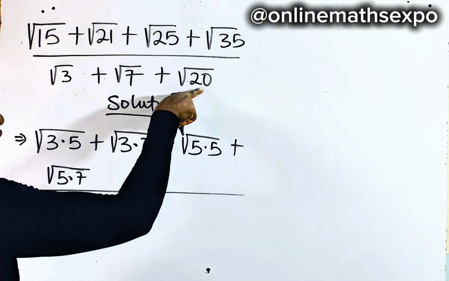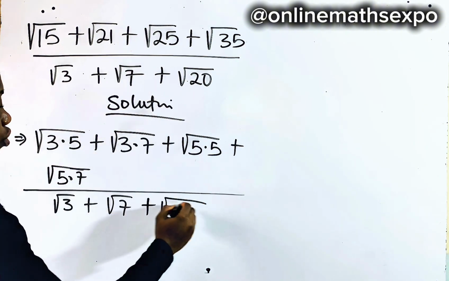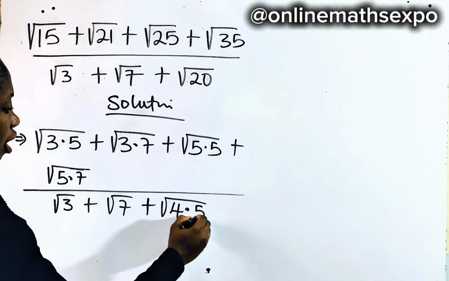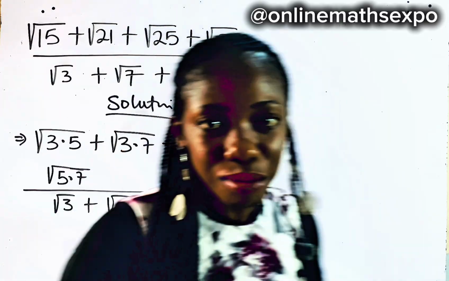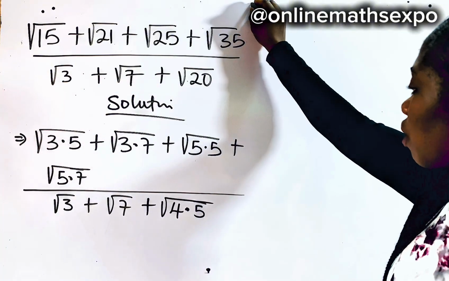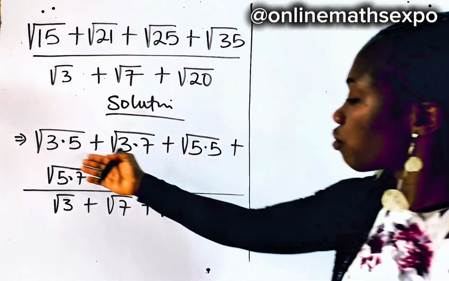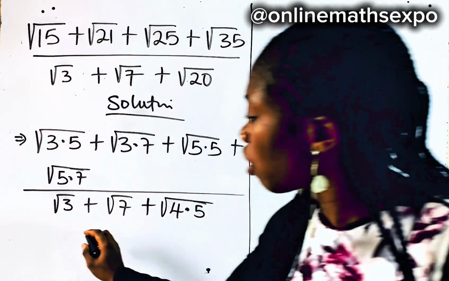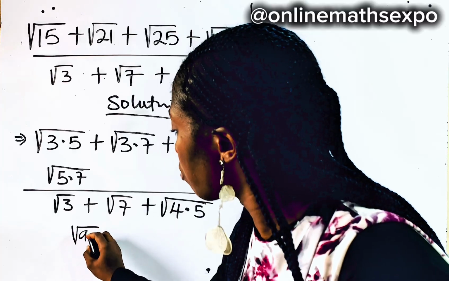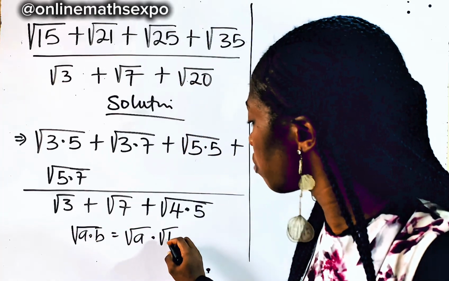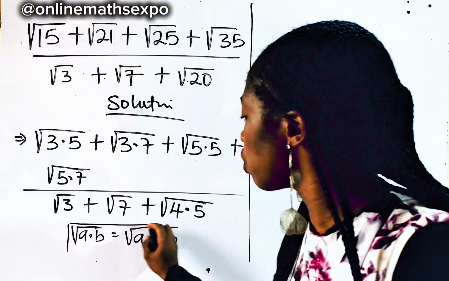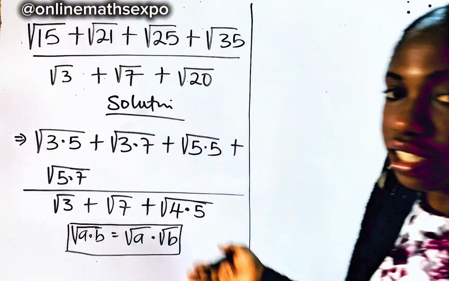Now for this one, it is the same as root of 4 multiplied by 5. Now what do we do at this point? We have to simplify. So from here, just remember quickly, for every root of A multiplied by B, it's always root of A multiplied by root of B. So this is going to guide us in working this out.